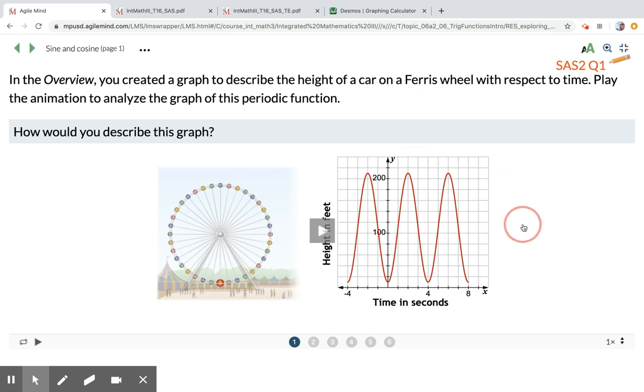So let's come back to our Ferris wheel problem here. If we go over to student activity sheet number 2, we're going to mess with the Ferris wheel. Are you ready? Question number 1. There are a lot of questions to be answered here. So let's start by talking about this first one right here. You have 2 graphs sitting there. Don't worry about Ferris wheel graph 2, we'll get there in a minute. Let's deal with Ferris wheel graph 1.